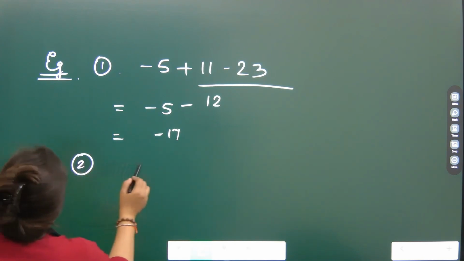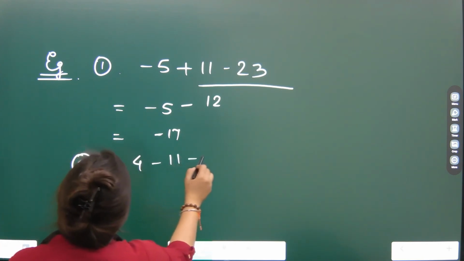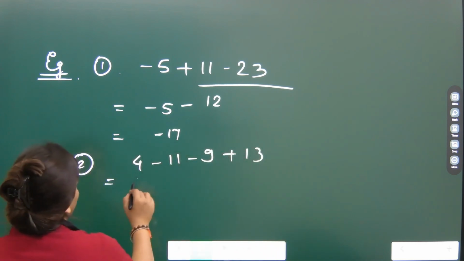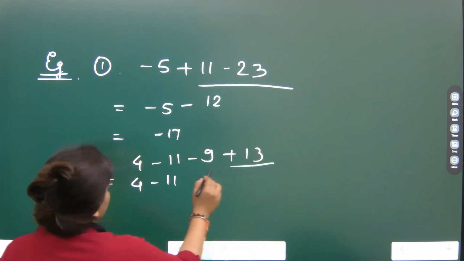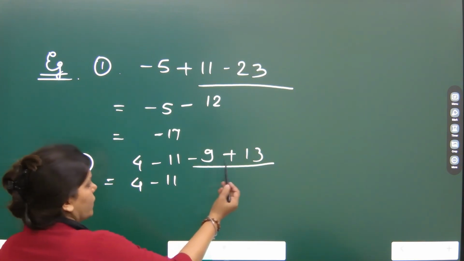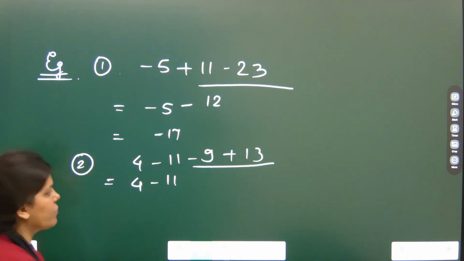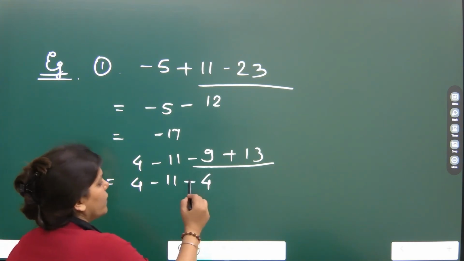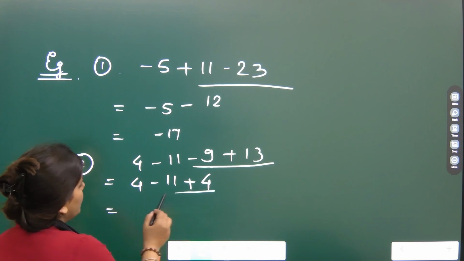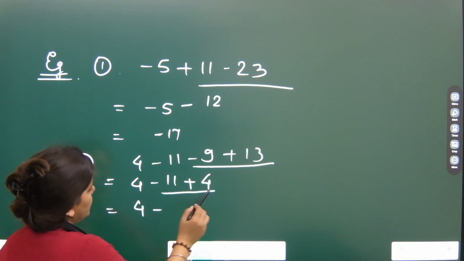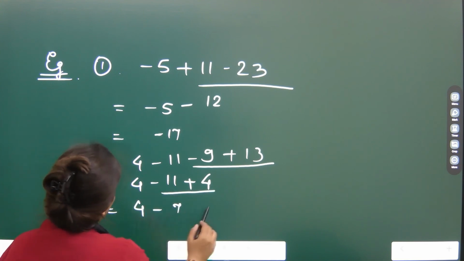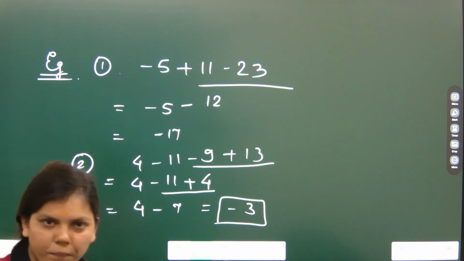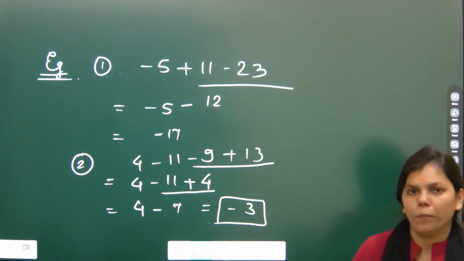Let us say, for example, 4 minus 11 minus 9 plus 13. So how will we do? From the last two numbers, 13 minus 9 is how much? It is 4. And sign of the greater number. Then if we solve this, this will be minus 7. So 4 minus 7 is minus 3. Simple. Okay. I'll stop here.